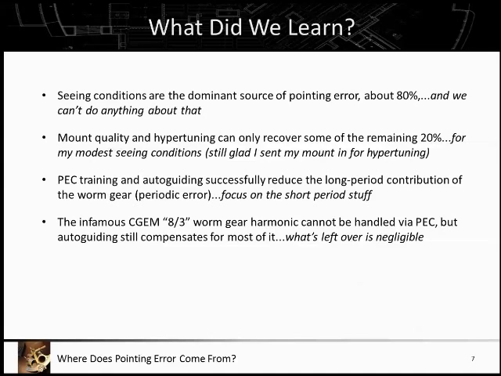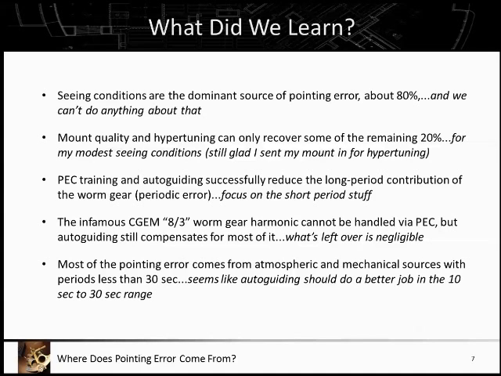And just to hit that point home a little harder, the infamous 8/3 worm gear harmonic that cannot be handled with periodic error correction is being handled, at least to a large degree, by auto guiding. And then whatever's left over, and there's a pretty clear peak that we are seeing in our frequency domain analysis, even with that observable peak, its contribution to the total pointing error is negligible. So let's not worry about that 8/3 harmonic so much.